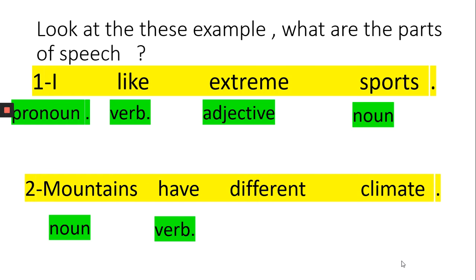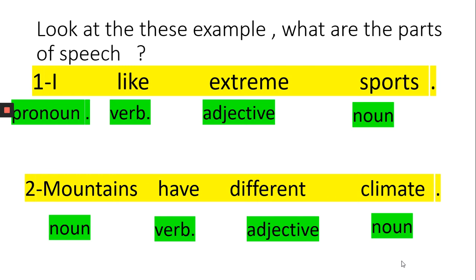Different. We describe the climate as different climate. So it is an adjective used to describe another thing. And the word climate means weather. It is an idea or maybe a concept. So it is a noun. So in this case, we have classified the words into parts of speech as nouns, pronouns, verbs, and adjectives.